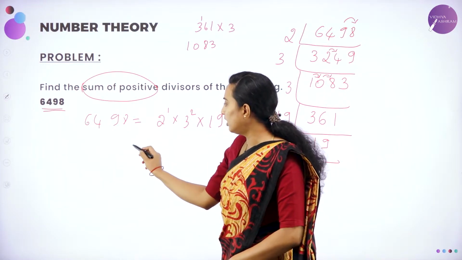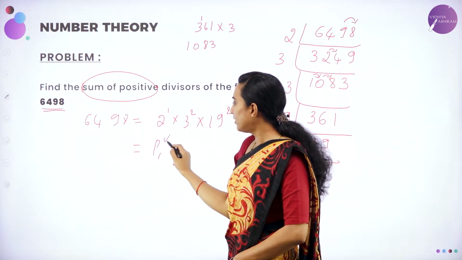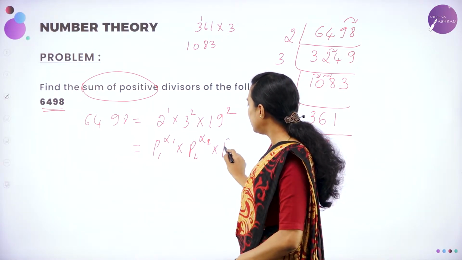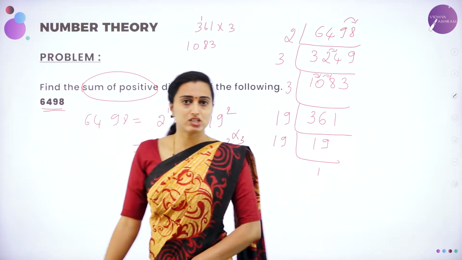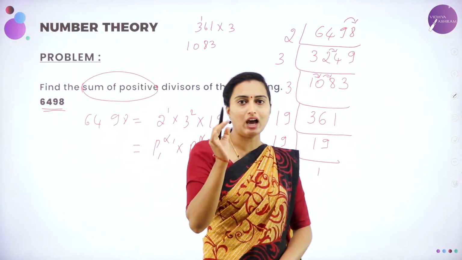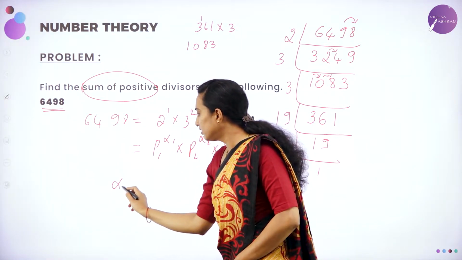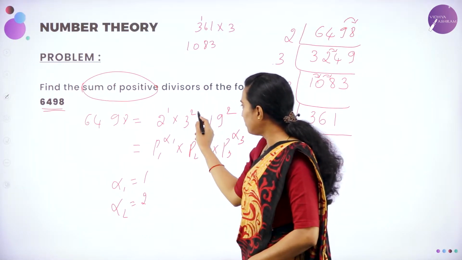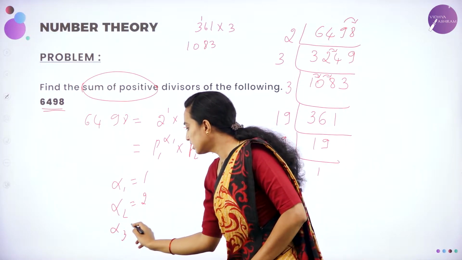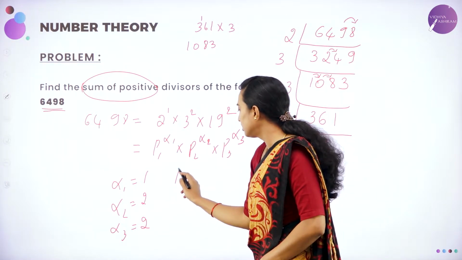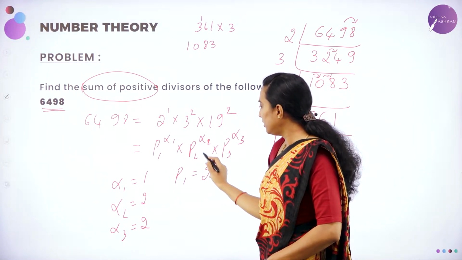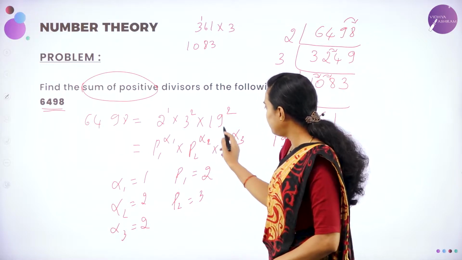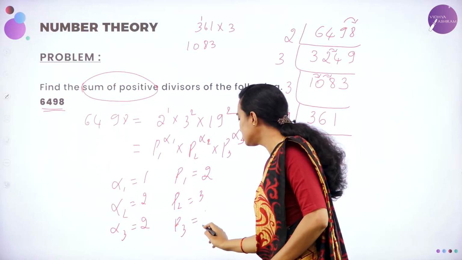So dear students, you can observe here, which is in the form of P1 to the power of alpha 1 into P2 to the power of alpha 2 into P3 to the power of alpha 3. Correct? So I am going to write it, which is alpha 1, alpha 2 and alpha 3. So alpha 1 is nothing but 1. Similarly, alpha 2 is nothing but 2, the powers. And then alpha 3 is nothing but again 2. So P1, you can compare, P1 is 2. Again, P2 is 3. Correct? So again you are going to have P3 is 19.